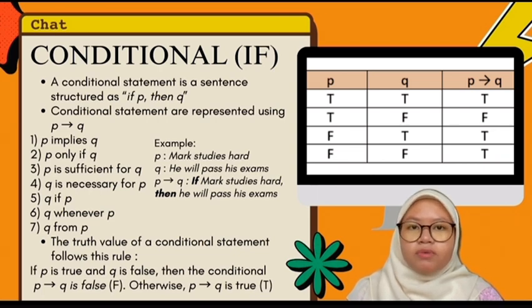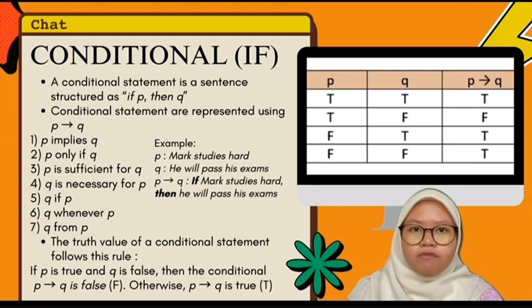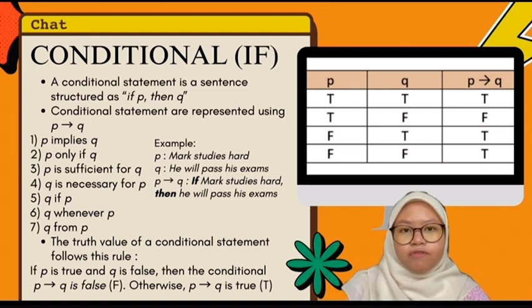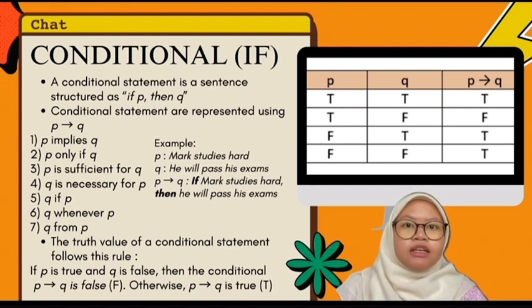This can also be expressed in various forms such as P implies Q, Q is necessary for P, or P is sufficient for Q. This variation reflects the relationship between the two statements. The truth value of a conditional statement follows this rule. If P is true and Q is false, the conditional statement is false. In all other cases, the conditional statement is true. For instance, if Mark studies hard, P is true, but still fails, Q is false.